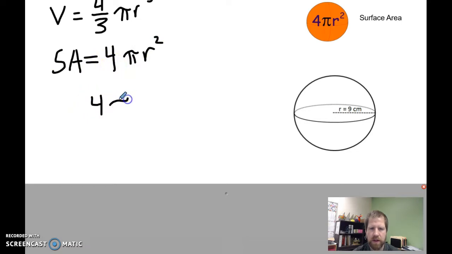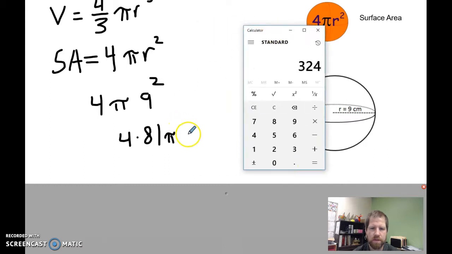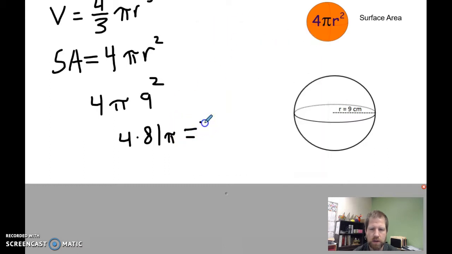If I am going to plug it in, bring my 4 pi down, has a radius of 9 squared. 9 times 9 is 81. And I'm going to move things around, so I have 4 times 81 pi. I can use my calculator. It's fine. And 4 times 81, 324. So it's going to be equal to 324 pi.